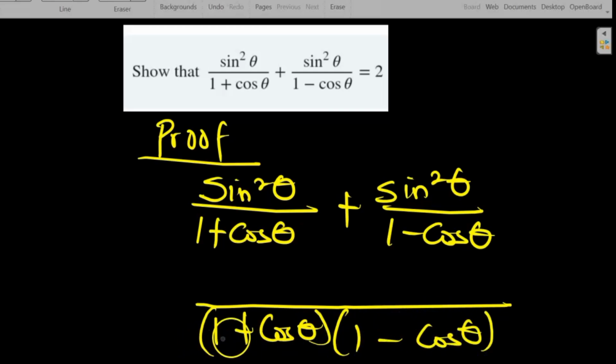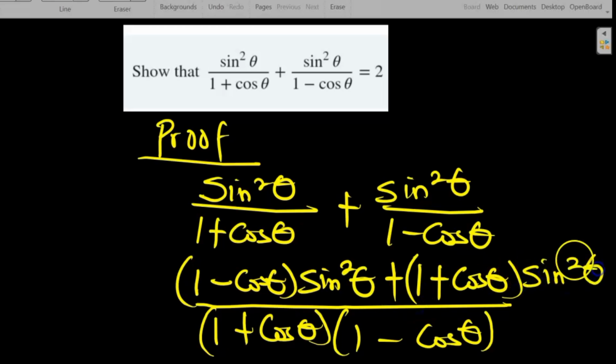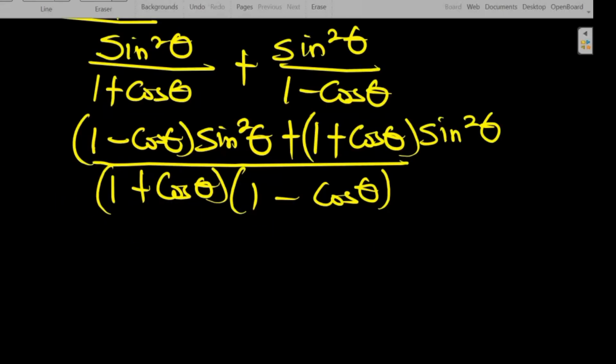Now, if we divide this LCM by 1 plus cos theta, we have 1 minus cos theta, which will now be multiplied by sin squared theta. Then plus, if we divide this LCM by this other denominator, which is 1 minus cos theta, we're going to get 1 plus cos theta, then everything times sin squared theta. Okay?